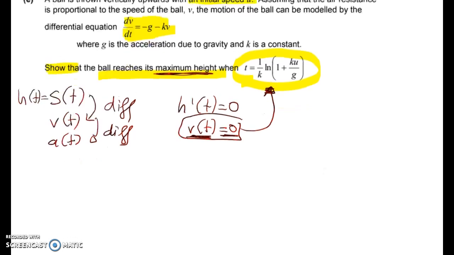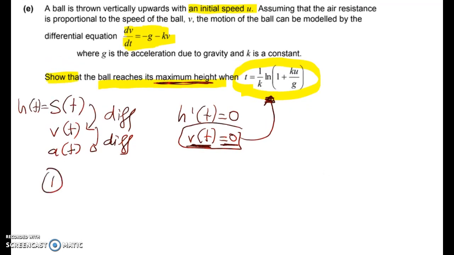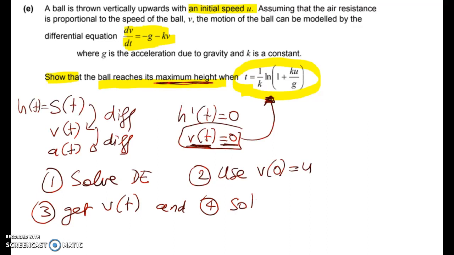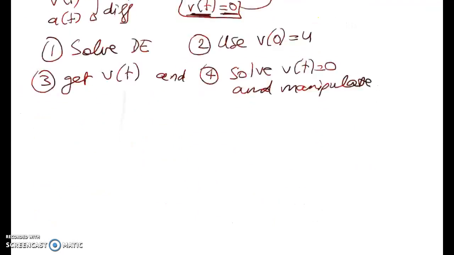So we're going to start doing our usual stuff to the DE. So step 1 is to solve the DE. Step 2 is to use the fact that V0 is equal to u. And then step 3 is to get an expression for v of t. And then step 4, I guess, is to solve v of t equals 0 and manipulate or rearrange, make t the subject. So that's what we're going to do now.